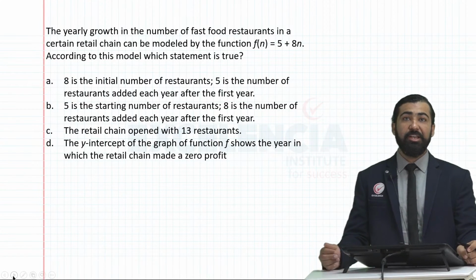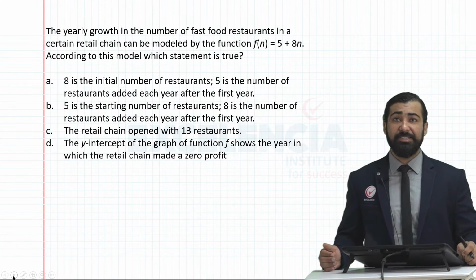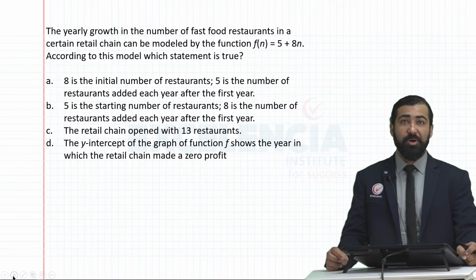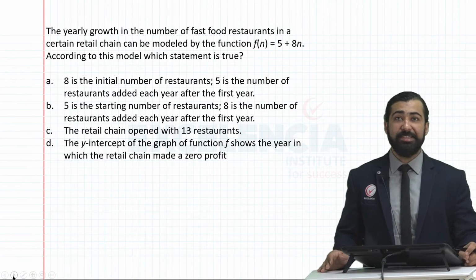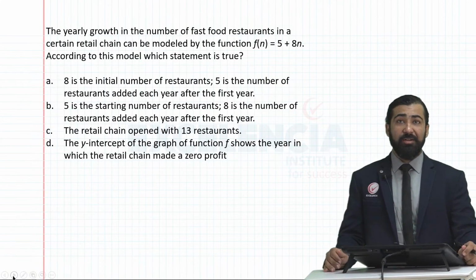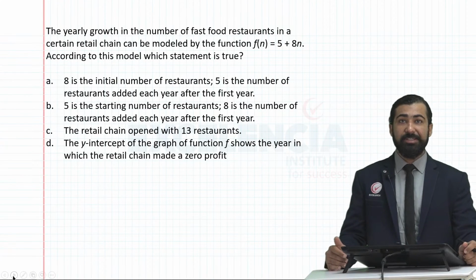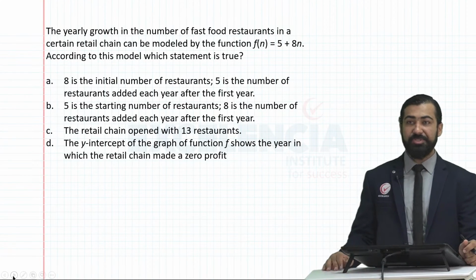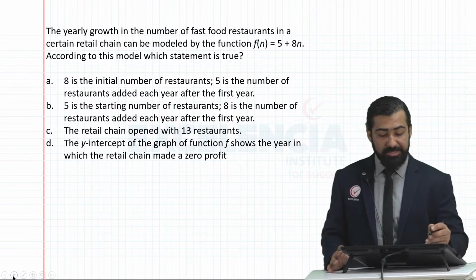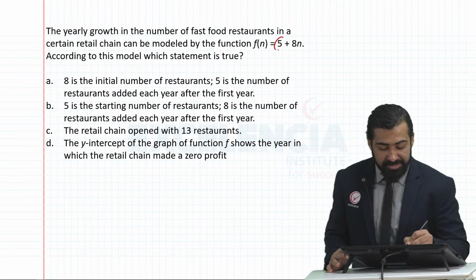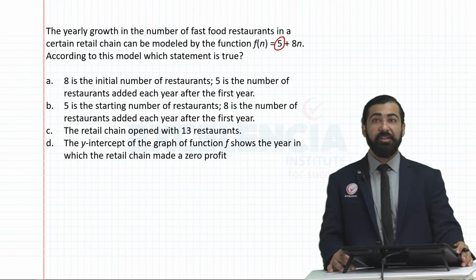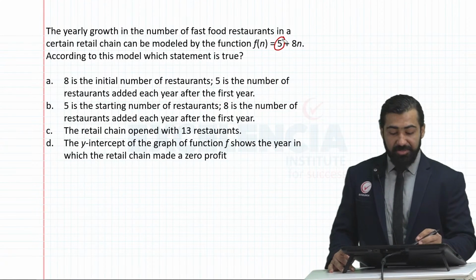The yearly growth in the number of fast food restaurants in a certain retail chain can be modeled by the function f of n equals so and so. According to this model, which statement is true? So before I look at the options, okay, Sahil, what does 5 represent here?